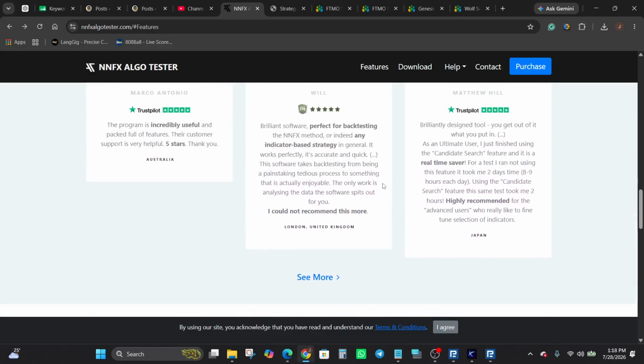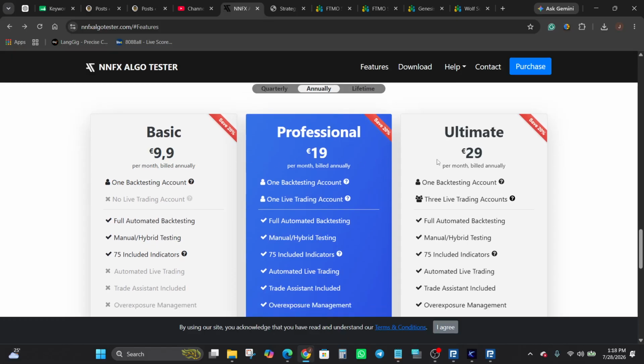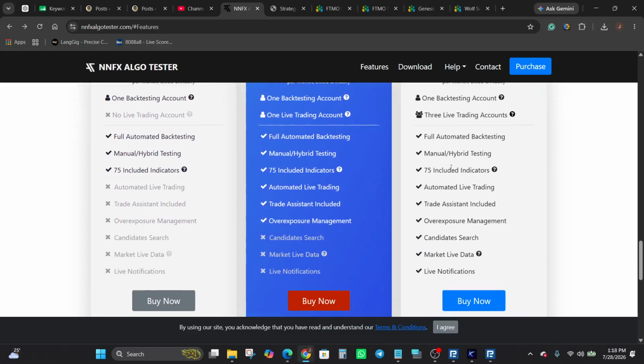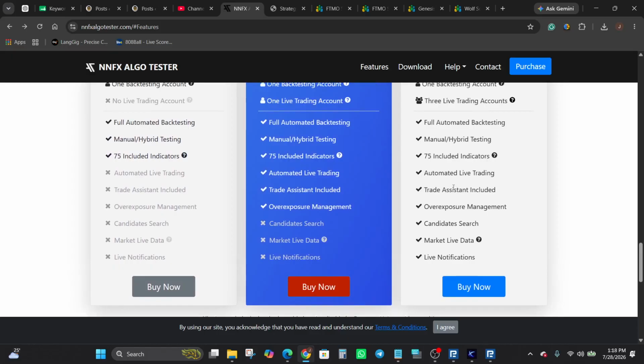Now, as always, these represent individual user experiences rather than evidence of future performance. So they are best viewed as personal opinions rather than guarantees. All right. So next comes the pricing section. The website currently offers 3 subscription tiers. You have the basic, the professional, and the ultimate, along with lifetime licensing options. The higher plans mainly expand live trading capabilities, additional live accounts, candidate search functionality, market data, notifications, and priority support. So, which plan makes sense will depend entirely on how extensively someone intends to use the software.